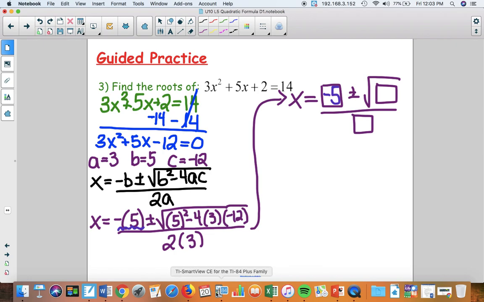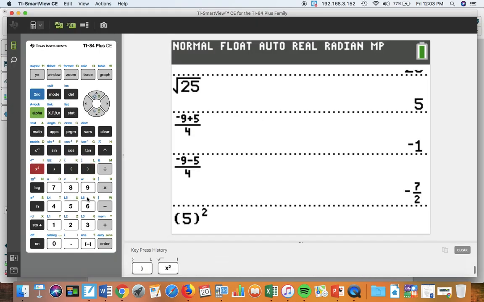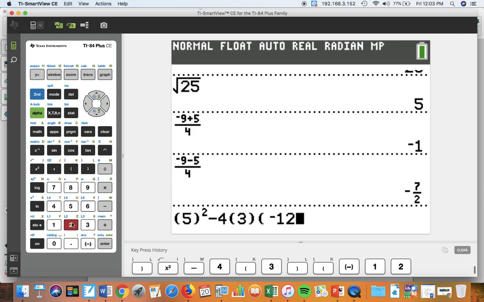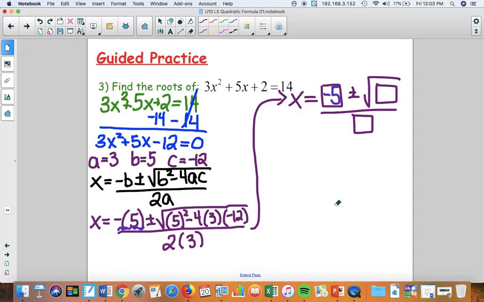Underneath the radical, we go to our calculator, we do 5 squared minus 4 times 3 times -12, and we get 169. So we have 169 under there, and in the denominator we have 2 times 3, which is 6.